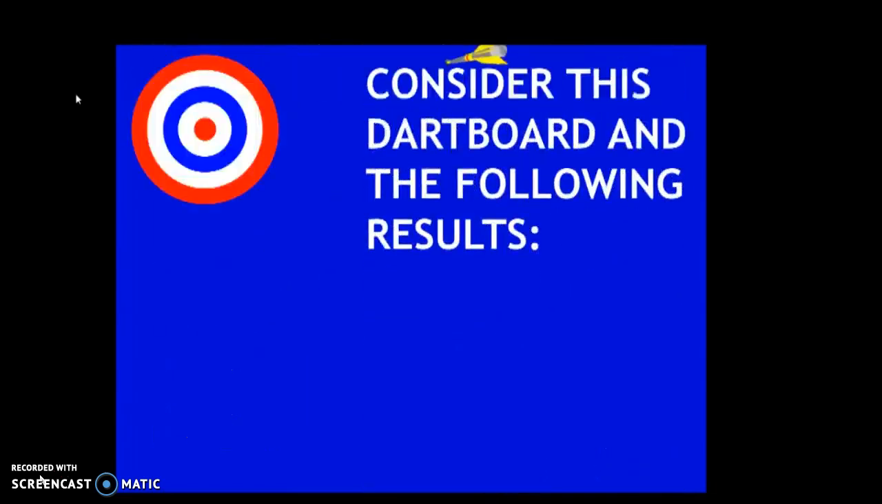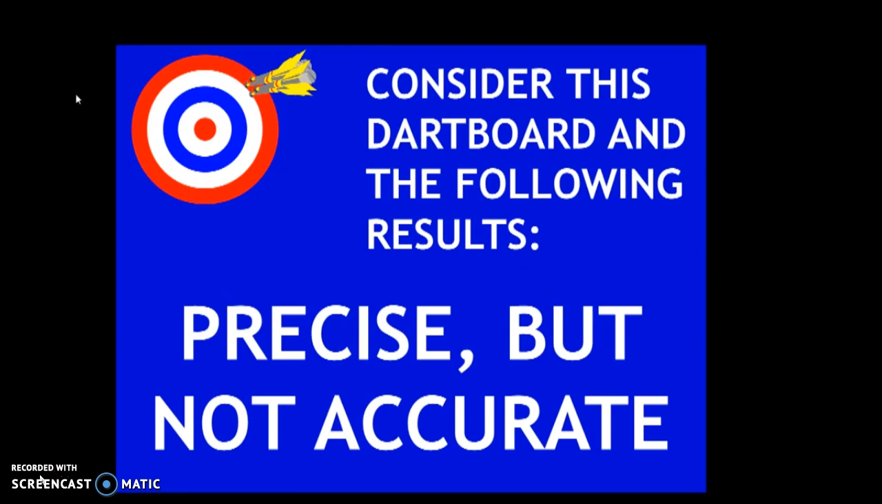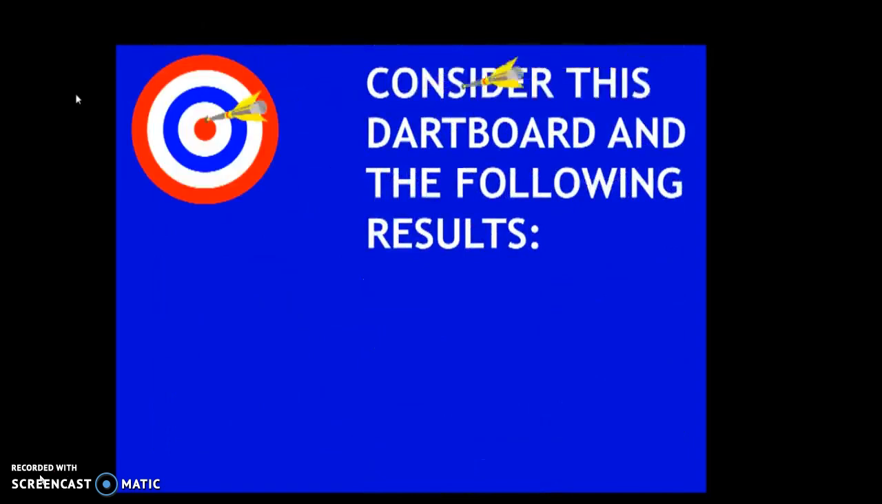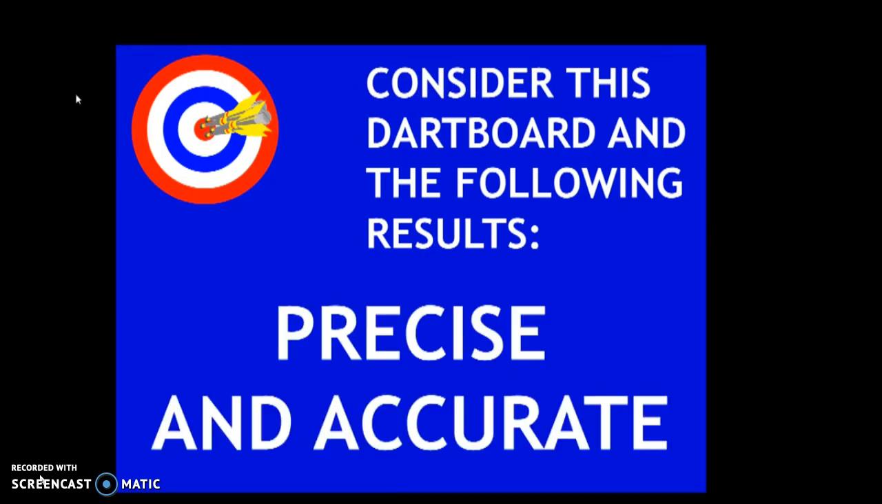Now we consider that these darts, while they are not accurate because they're not hitting the bullseye, they are close to each other. These measurements agree with each other. So they are precise because they are close to each other, but again, they are not accurate because they did not hit the bullseye. And finally, in this scenario, the darts are close together and they are on target, they are on the bullseye, so they are both precise and accurate.